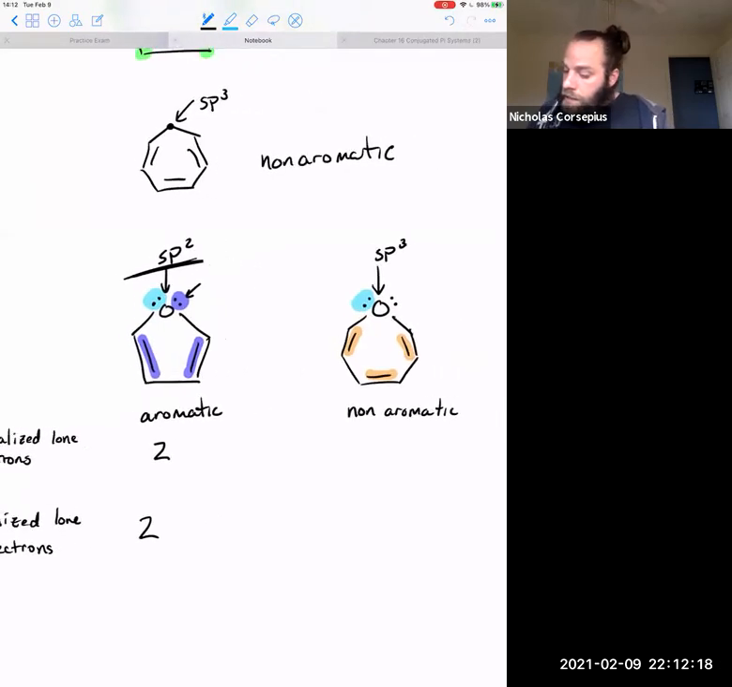Over here, none of these electrons are going to be delocalized. If they were, that would make it anti-aromatic, which is bad. So instead, all 4 of them are going to be localized.